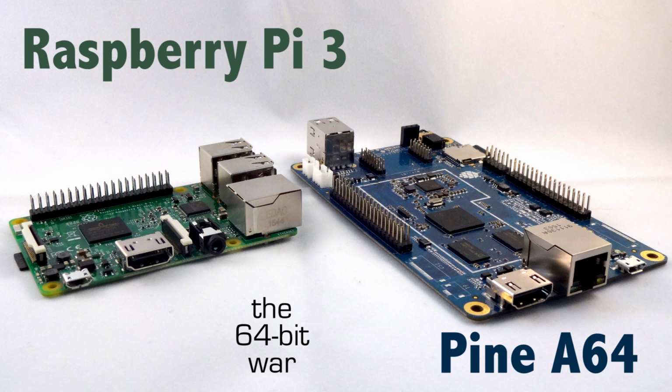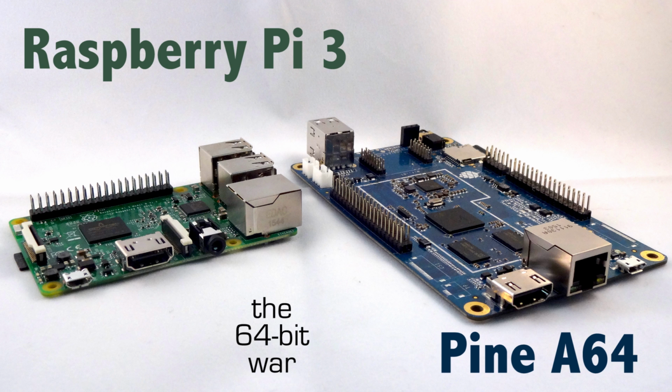In this video, we're going to look at the pros and cons between the Raspberry Pi 3 and Pine A64. The Raspberry Pi 3 is the successor to the well-known Raspberry Pi 2, and this is the first Raspberry Pi to have a 64-bit processor. It starts at $35 and has many features.